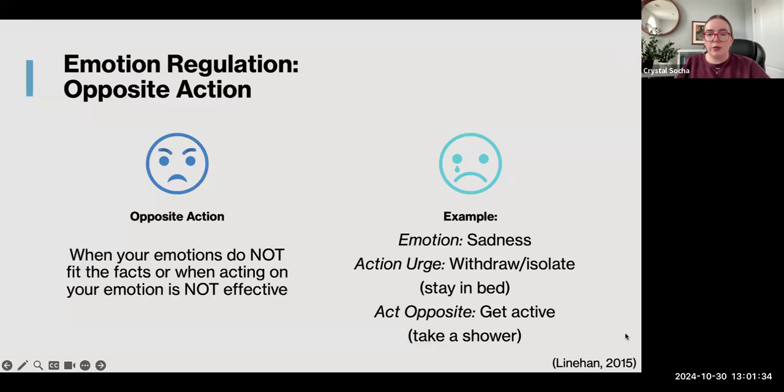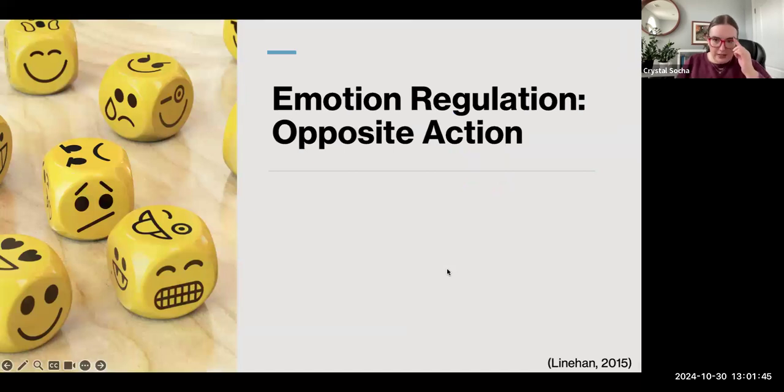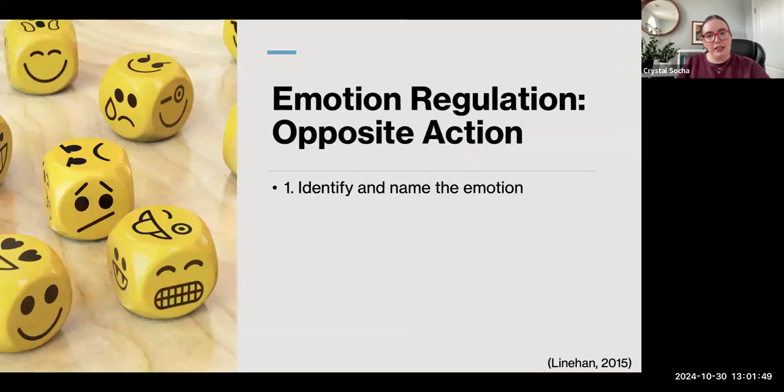So we really want to help someone act opposite on that action urge, not that feeling specifically. In order to help someone do that, when we're teaching opposite action, we want to help them identify and name that emotion. So again, we're helping someone to increase their awareness of what they're feeling. If you need to use a feelings wheel or some of these additional handouts to help explore, feel free to do so.